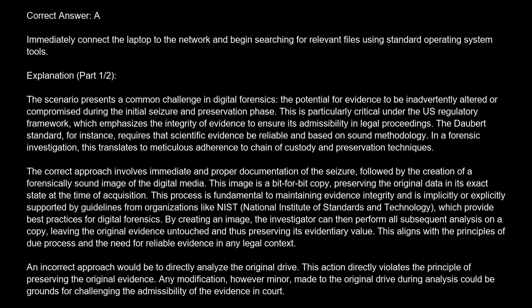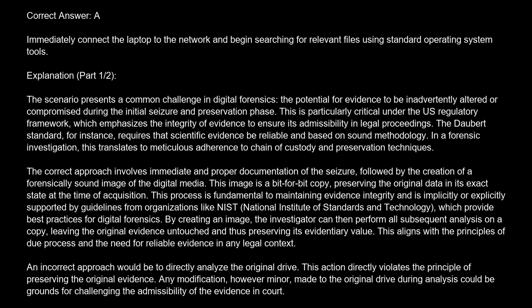The correct approach involves immediate and proper documentation of the seizure, followed by the creation of a forensically sound image of the digital media. This image is a bit-for-bit copy, preserving the original data in its exact state at the time of acquisition. This process is fundamental to maintaining evidence integrity and is implicitly or explicitly supported by guidelines from organizations like NIST, the National Institute of Standards and Technology, which provide best practices for digital forensics.